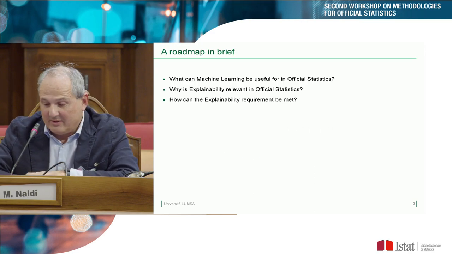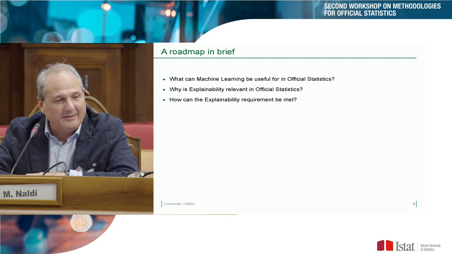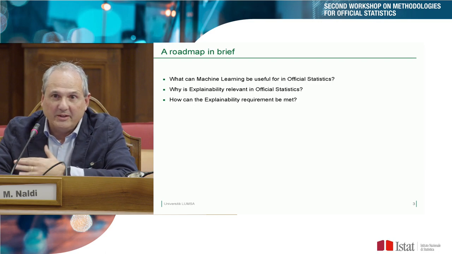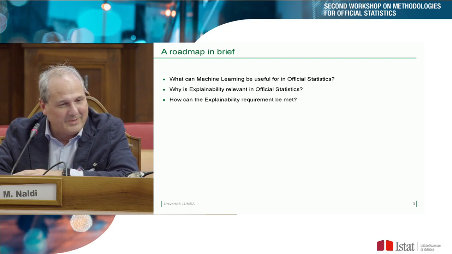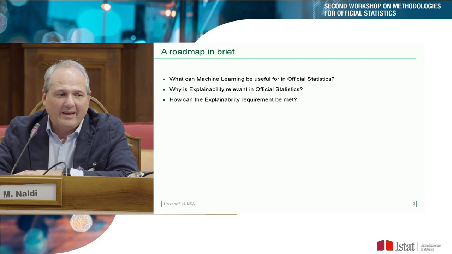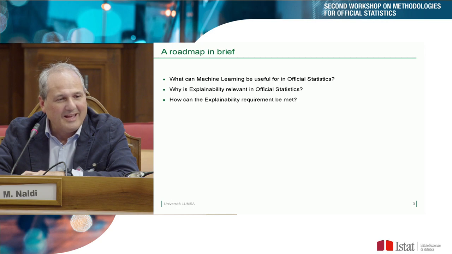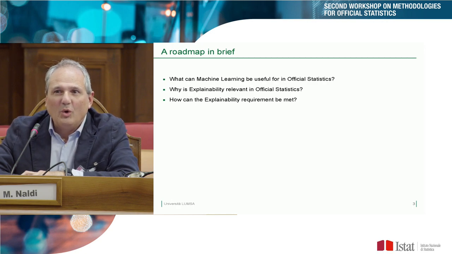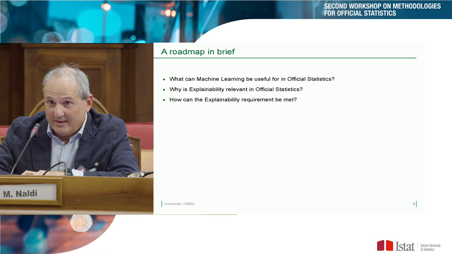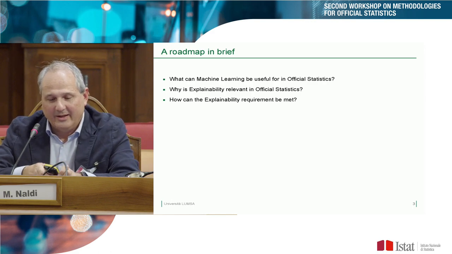So we have started, there is a question mark in the title, and now we have three question marks in the roadmap, because we will try to get some logical steps in arriving at the final point. First we must ask ourselves whether machine learning can be useful for official statistics, and this may look like a rhetorical question. And also, if and why explainability is relevant for official statistics, and that's probably also a rhetorical question. But the third question mark is actually something we have some answers for, not all of them. And we have to see how we can meet explainability requirements. We'll see some established techniques, but the way is still a long one to be trodden.